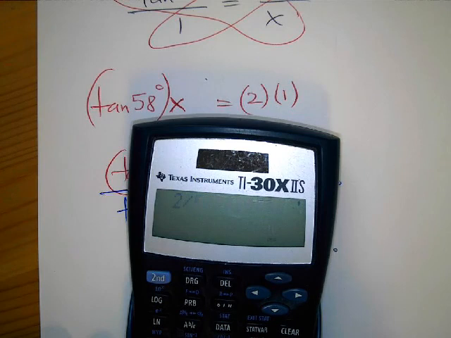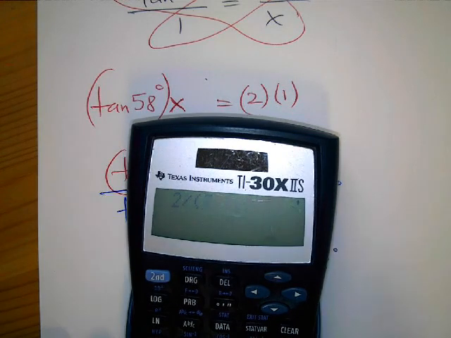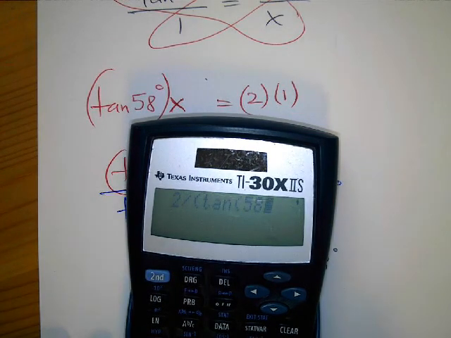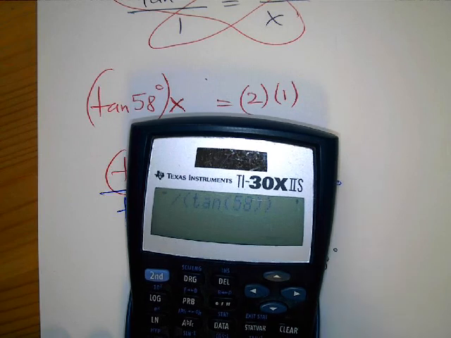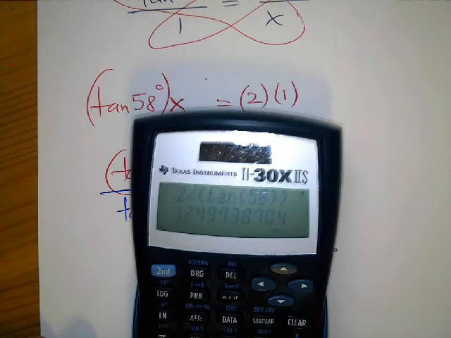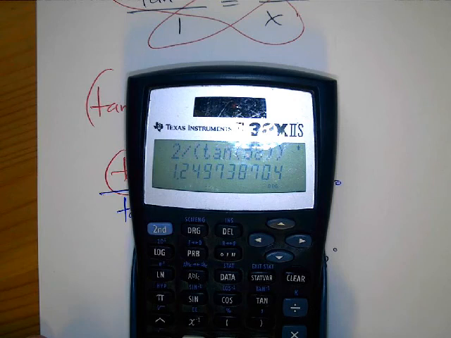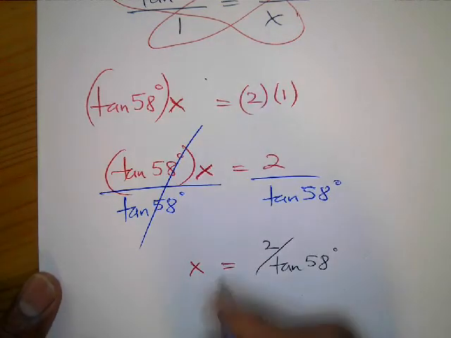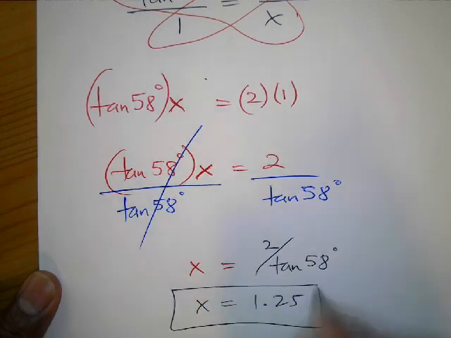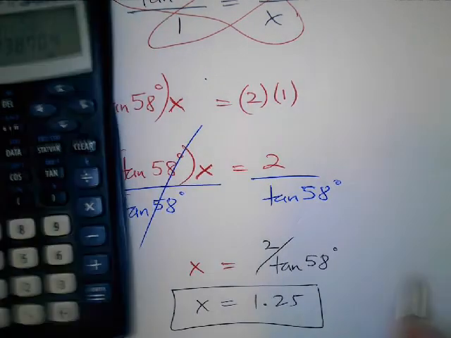All right, so I'm going to do it this easy way first real quick. 2 divided by, and then I'm going to use my parentheses, tangent 58, close it, and hit enter. Okay, I got 1.249, which I can round off to 1.25.